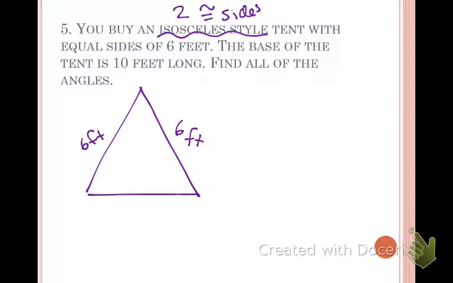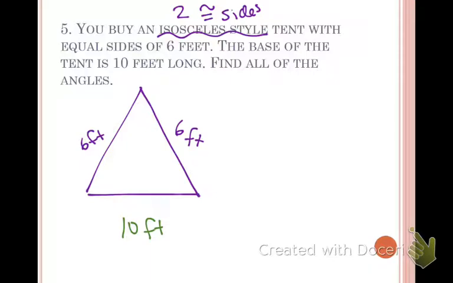So we have an isosceles triangle. The base of the tent is 10 feet long. So where's the base? The ground. Okay. And then it says find all of the angles. So here's the problem. When do we use trigonometry? So sine, cosine, and tangent. When do we use this? One angle, one side. Okay, but what kind of triangle? Right. Right triangle. Is this a right triangle?